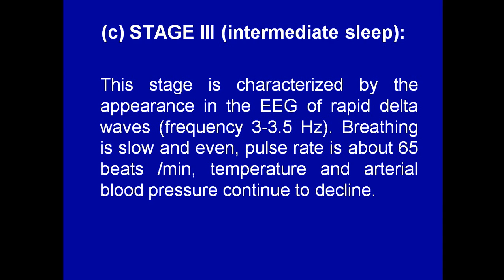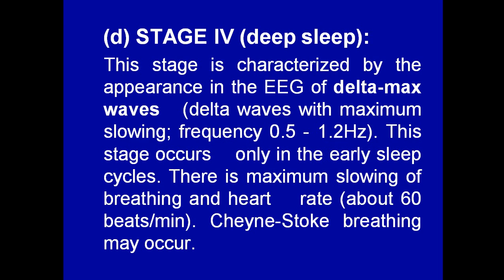Stage 3 is an intermediate sleep. Intermediate sleep is characterized by the appearance on the EEG of rapid delta waves, 3 to 3.5 Hz. Breathing is also slow and even. Pulse rate is about 65 beats per minute. Temperature and arterial pressure continue to decline.